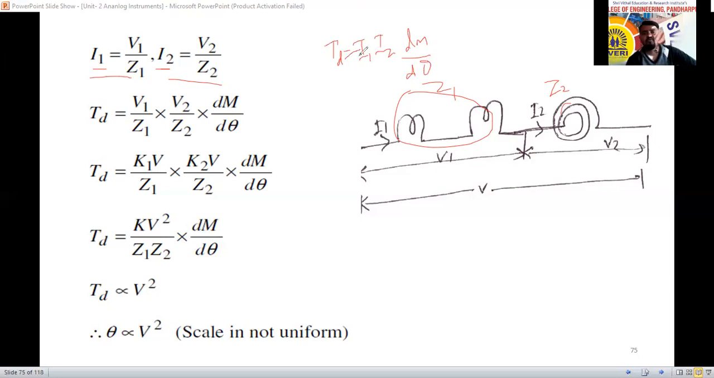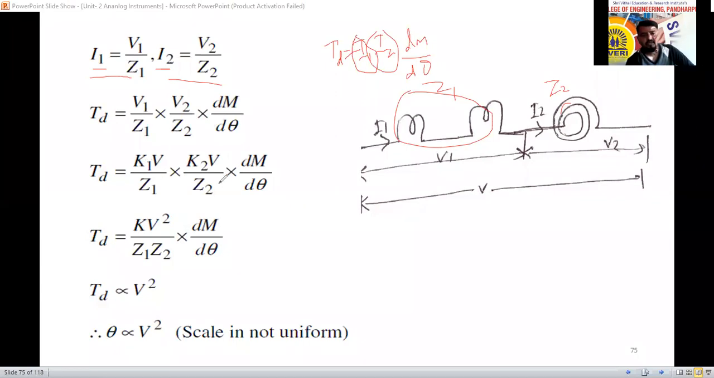In this place, which connection are we discussing? Voltmeter connection. So we want the answer in terms of voltage. For that reason, I am replacing the current in the form of voltage. I1 I will substitute as V1 by Z1, and I2 as V2 by Z2, and dM by d theta I will keep as it is.